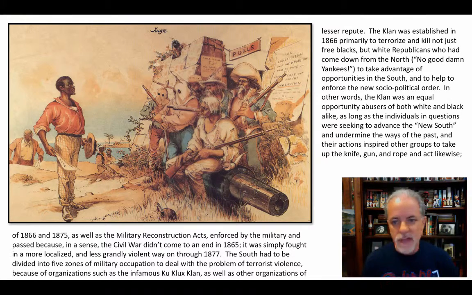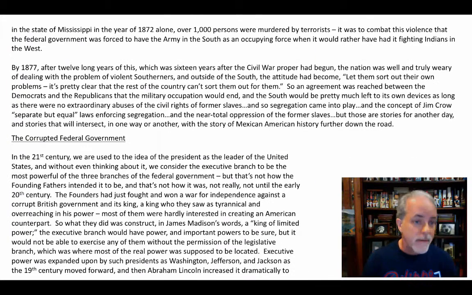It was not an easy process, or a very inviting prospect, to go down and engage in this new democratic process that was supposed to be playing itself out in the South. At any rate, in the state of Mississippi in the year of 1872 alone, over 1,000 persons were murdered by terrorists, mostly the Klan. It was to combat this violence that the federal government was forced to have the army in the South as an occupying force when it would rather have had it fighting Indians in the West.